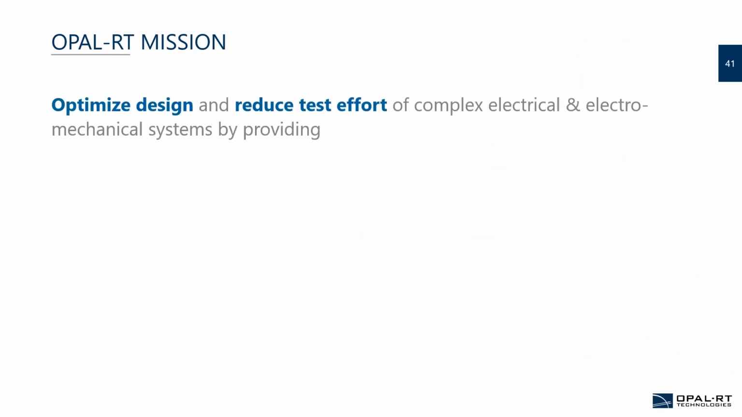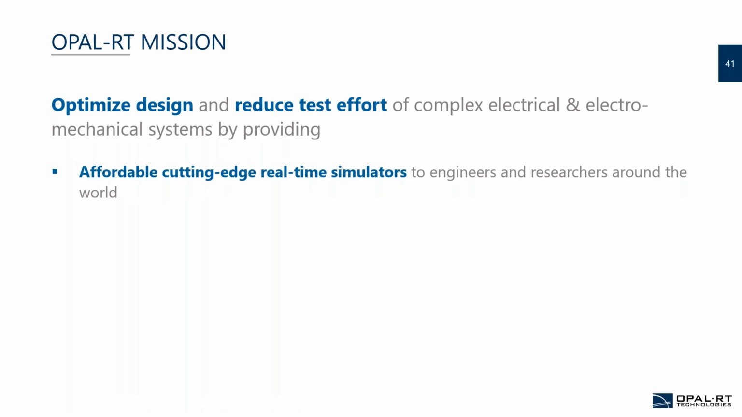Now it is time to conclude. The OPAL-RT mission is to optimize and reduce the test effort for complex electrical and mechanical systems. So we build test benches or provide new solutions for that. At first, OPAL-RT is a company that builds simulation. We want to build an affordable and cutting-edge real-time simulation. Our first offer is our simulators.